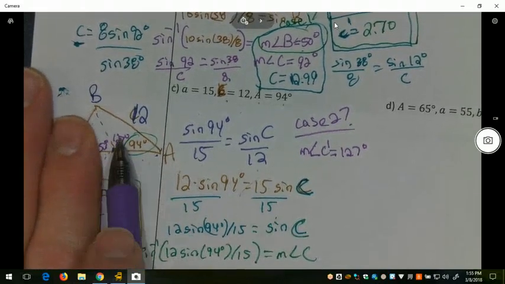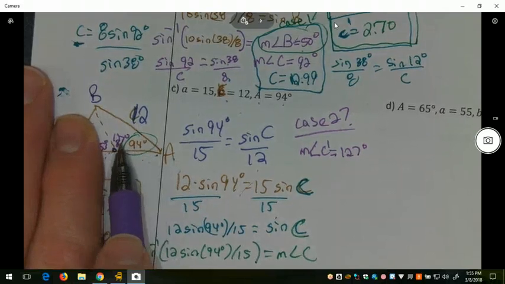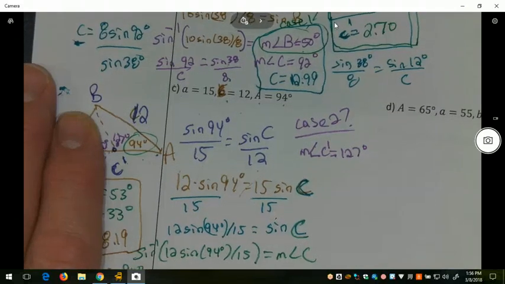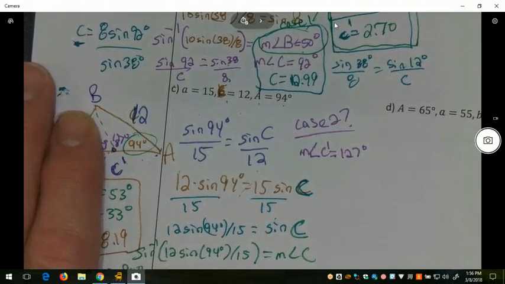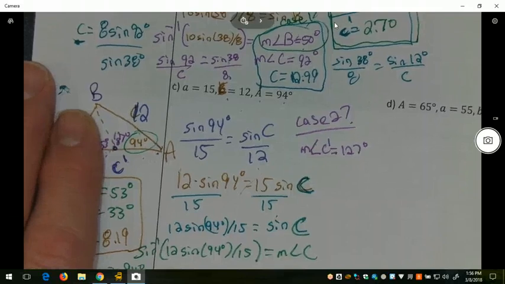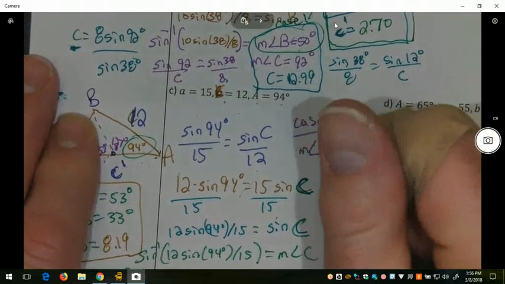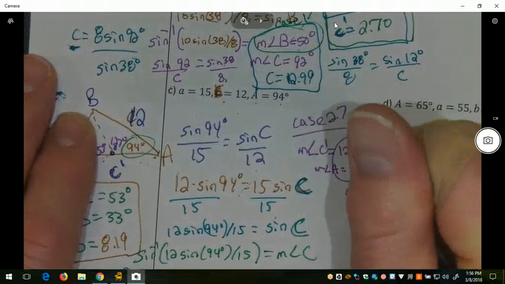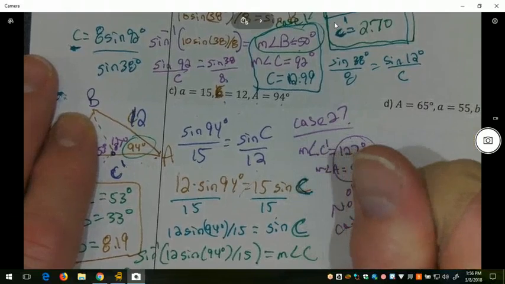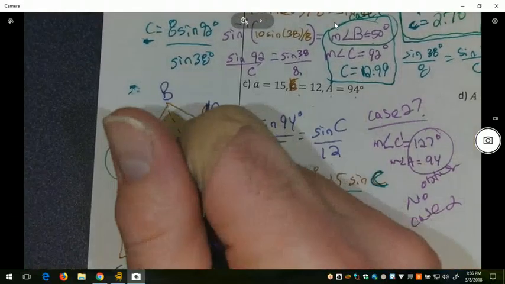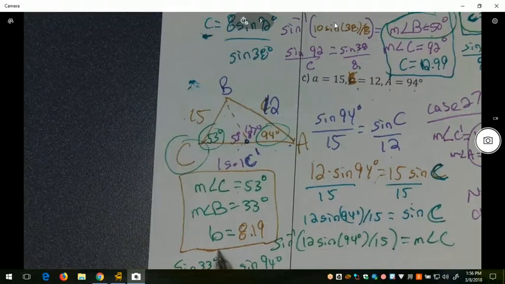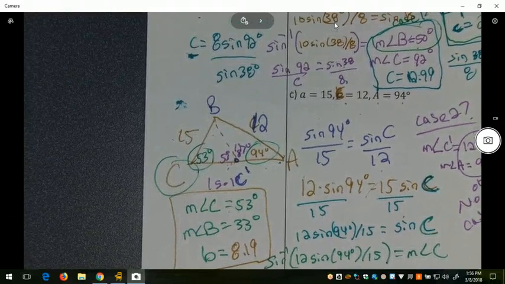Why is it not going to work? Because in this triangle I have a 94-degree angle and a 127-degree angle, and that means that I have two obtuse angles, which means angle B would actually have to be negative. And that's not possible. The triangle sum theorem says the three angles have to be positive and have to add up to 180. So because of the measure angle A being 94 and those two both being obtuse, there is no case 2. There is no obtuse triangle. There's only one solution, where C is 53 degrees, B is 33 degrees, and side B is 8.19.